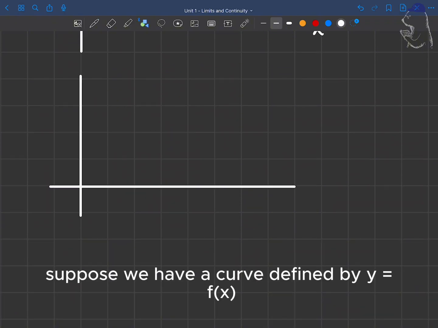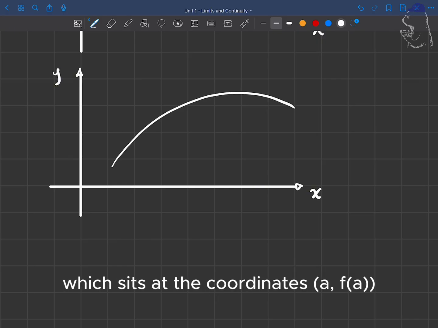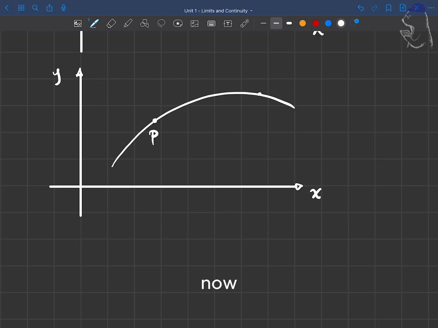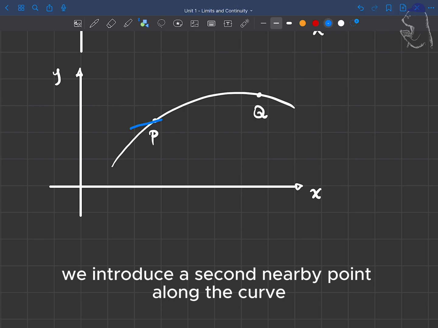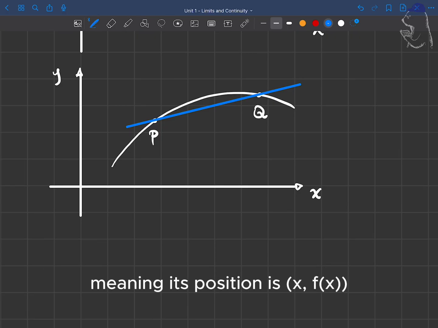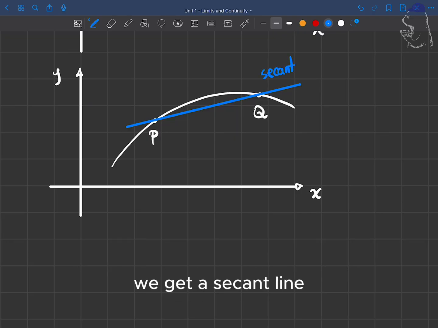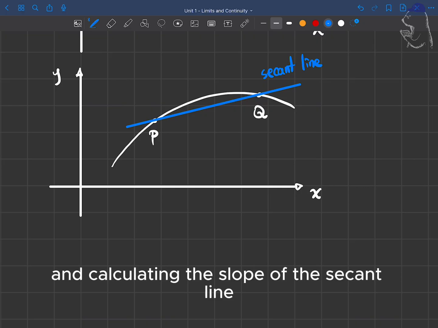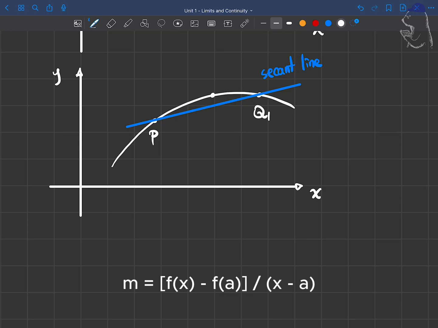Suppose we have a curve defined by y equals f of x. We pick our target point, point P, which sits at the coordinates a, f of a. Now, because we can't calculate the slope with just one point, we introduce a second nearby point along the curve, which we will call Q. Let's say Q has an x-coordinate of simply x, meaning its position is x, f of x. If we draw a straight line through P and Q, we get a secant line. And calculating the slope of the secant line is straightforward. It is just our classic rise over run. M equals f of x minus f of a, divided by x minus a.